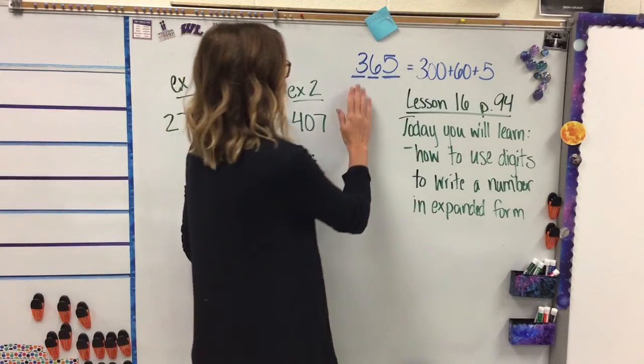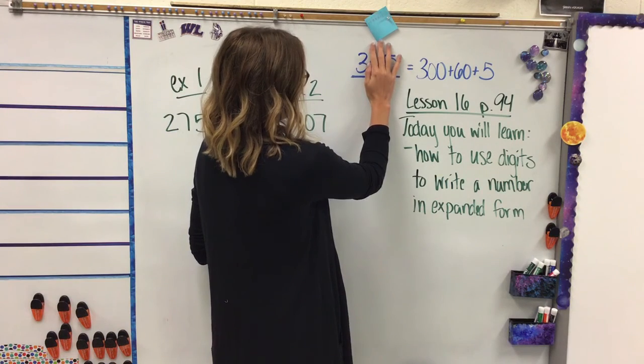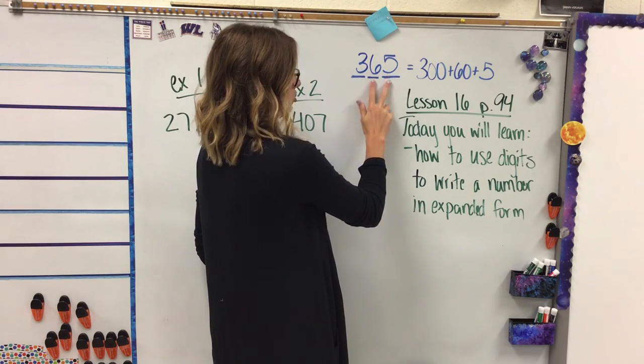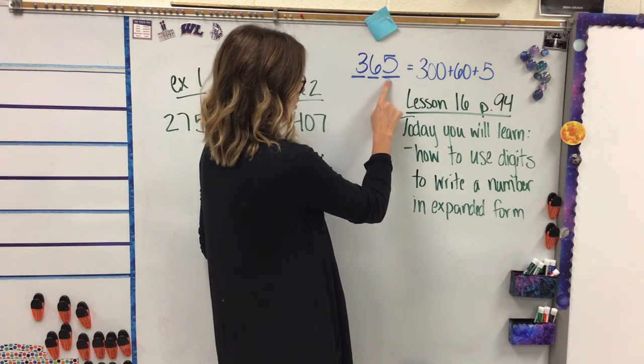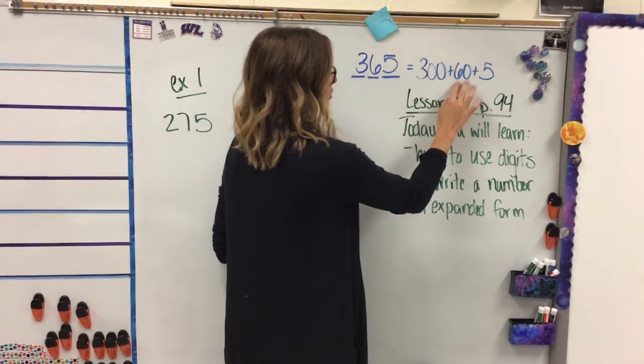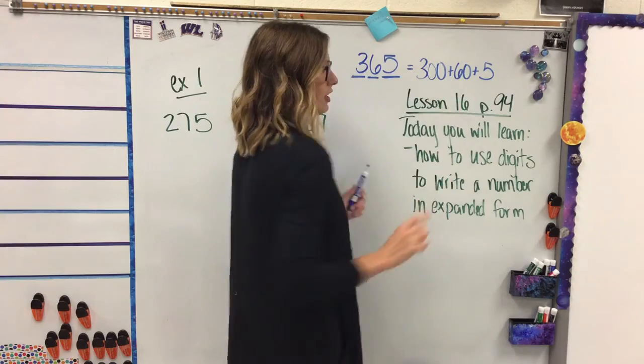Notice if you look at each of these digits. If you look at 3, there's 2 places after it, so you need 2 zeros. 6, there's one digit after it, so you need 1 zero after it, where you get 60.